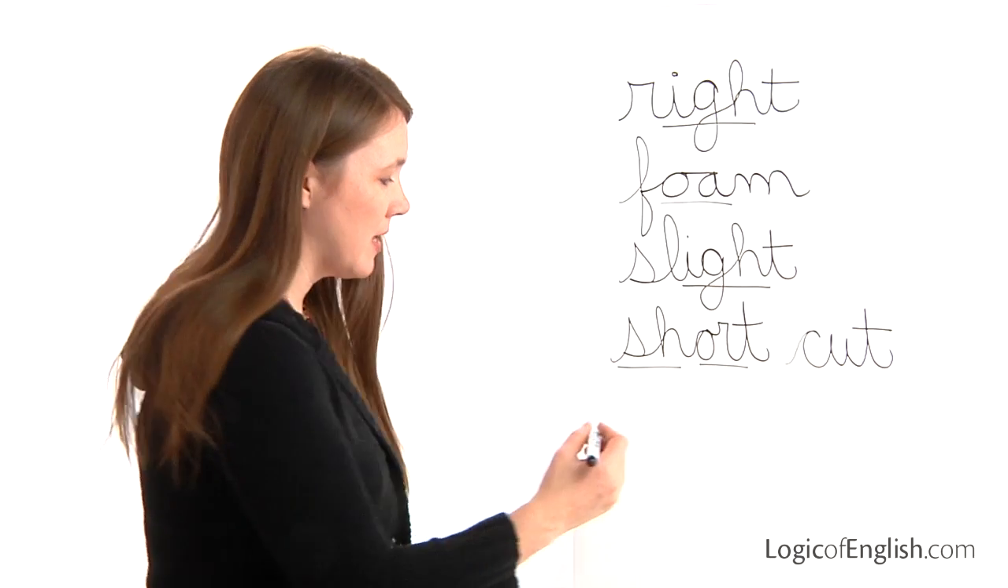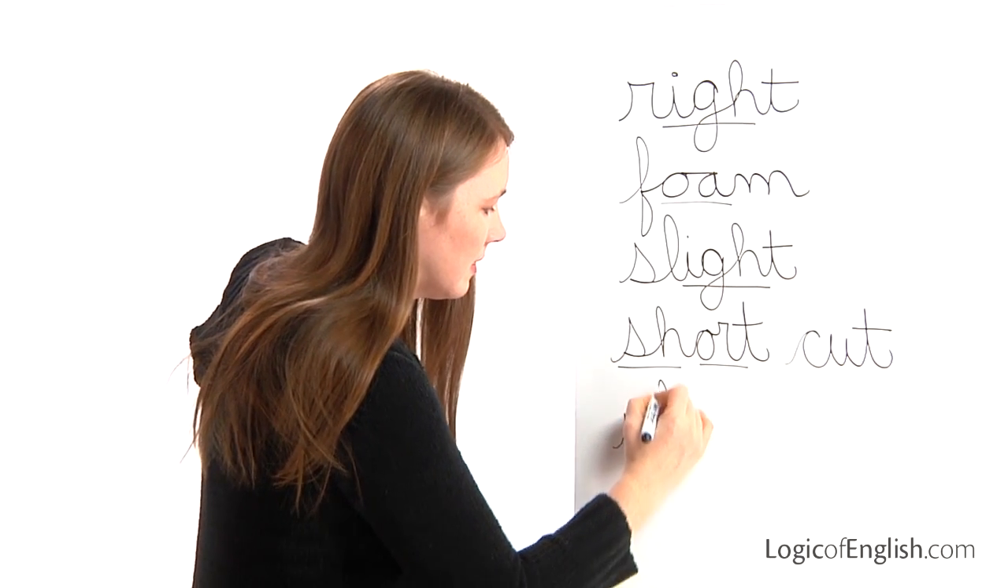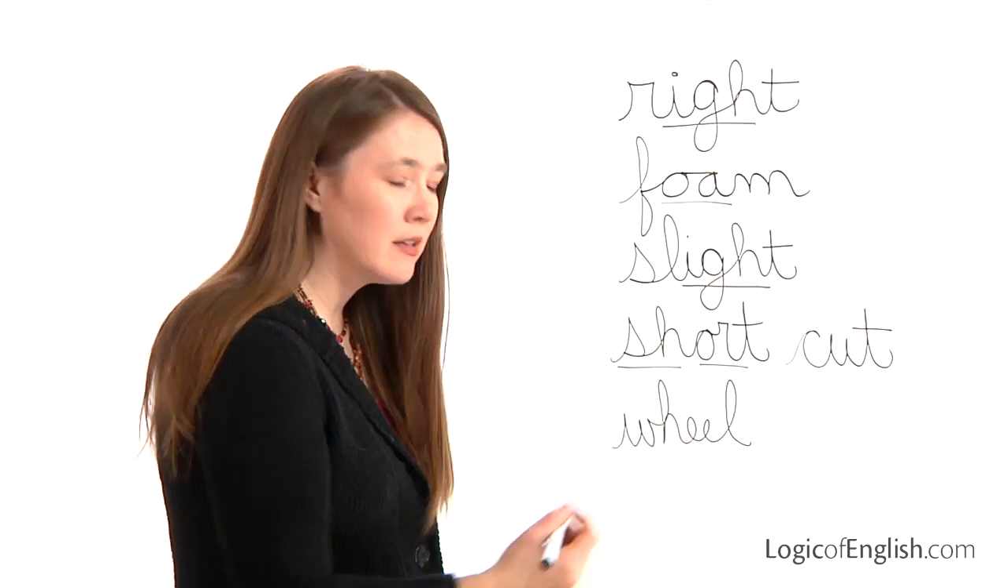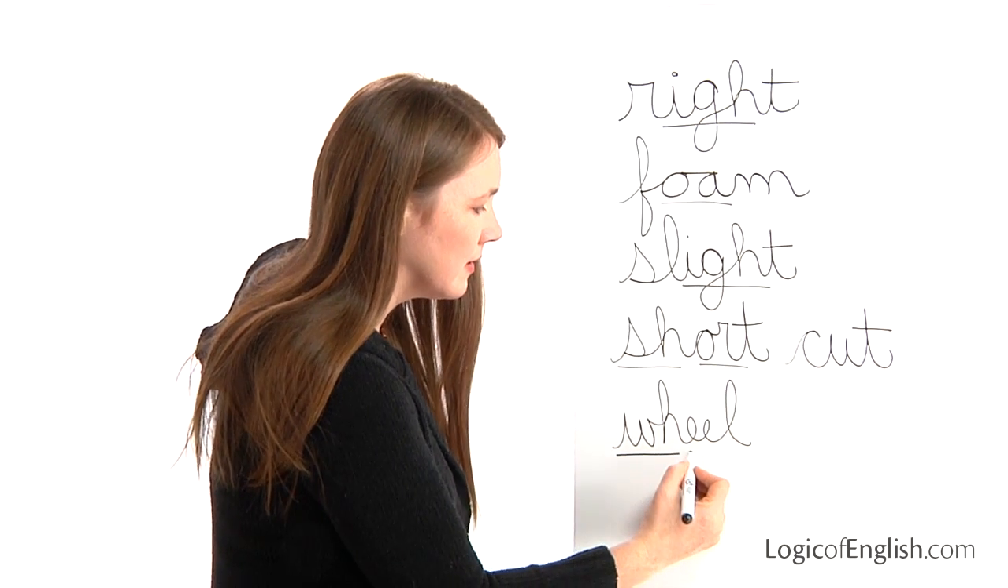And now help me to write it. Wh, E, L. And how will we mark it? We'll underline the W and the E. The next word is freedom. Freedom is essential to democracy. How many syllables in freedom?